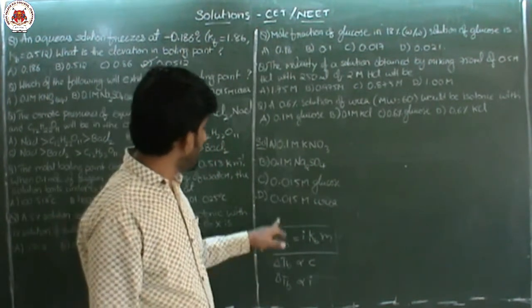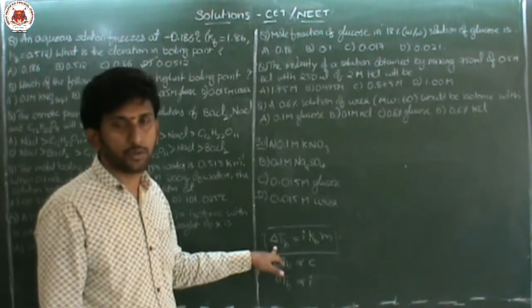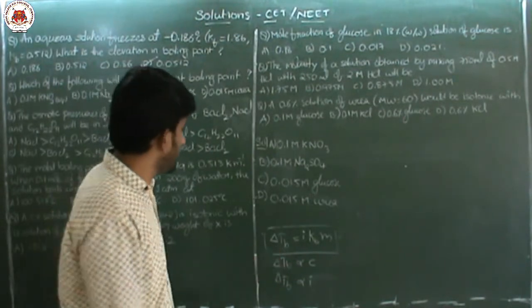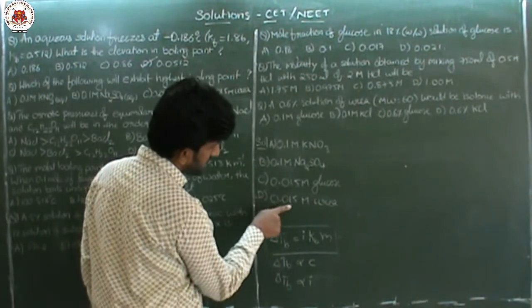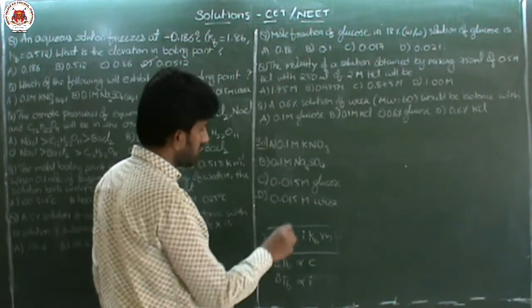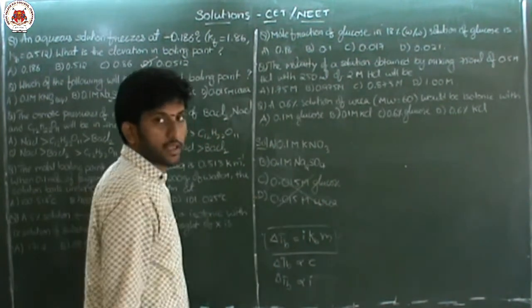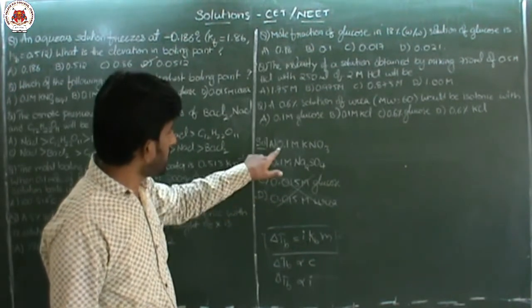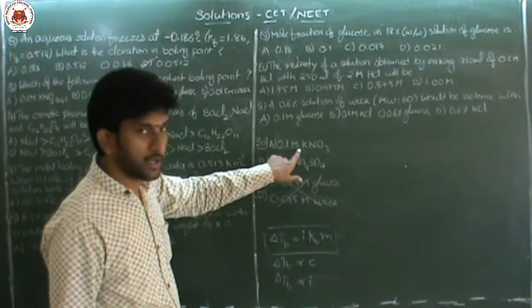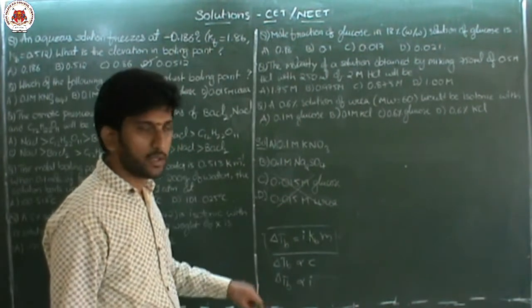So whichever concentration is greater, there the elevation in the boiling point should be more, no? So among the four options, this is less concentration, this is less concentration. So these two you cannot select. So the option must be either A or B. Why? Because 0.1 m concentration is higher than these two.